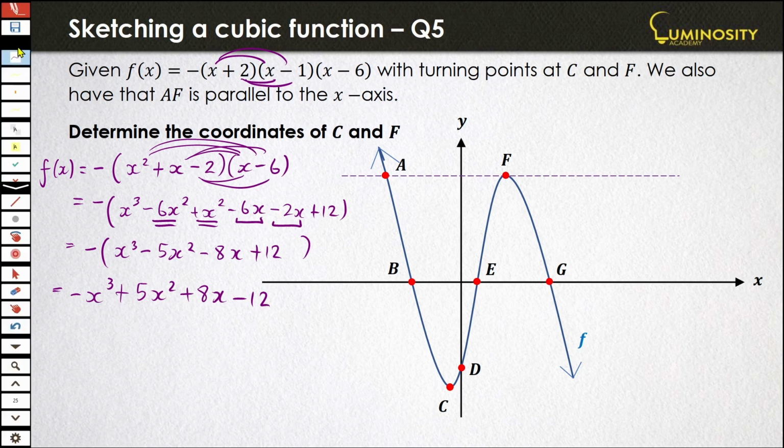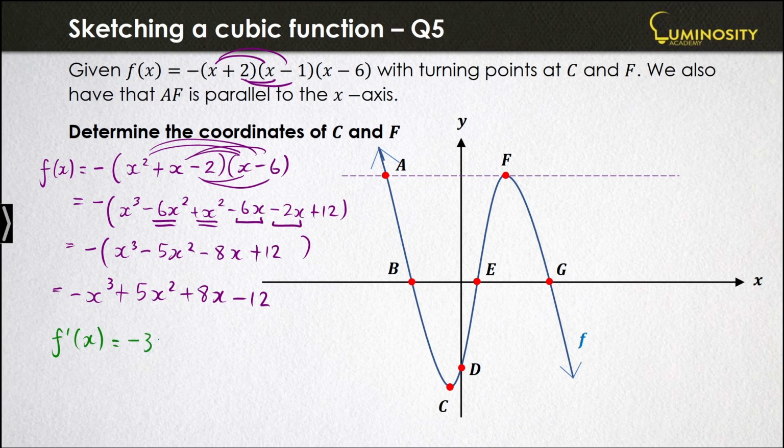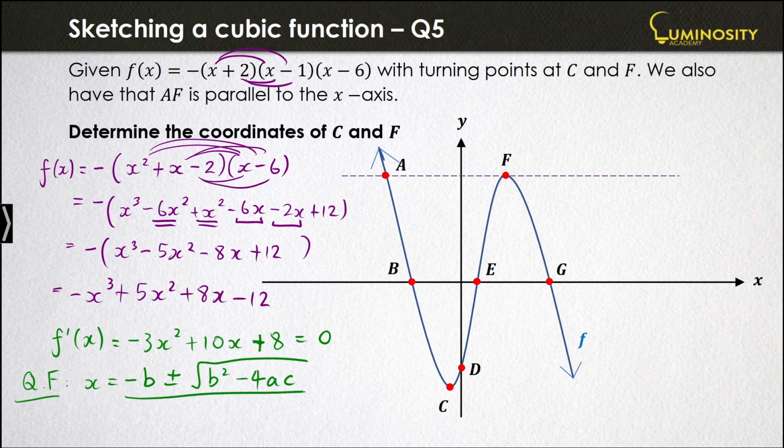We want the turning points, so we need to find the first derivative. By the power rule, negative 3x squared plus 10x plus 8. And for turning points, we want the first derivative equal to 0. So I'm going to use the quadratic formula here to find those x values. That's x equals minus b plus or minus the square root of the discriminant, b squared minus 4ac, all over 2a. So x equals, b is 10, so it's -10 plus or minus the square root of 10 squared minus 4, a is -3, and c is +8.